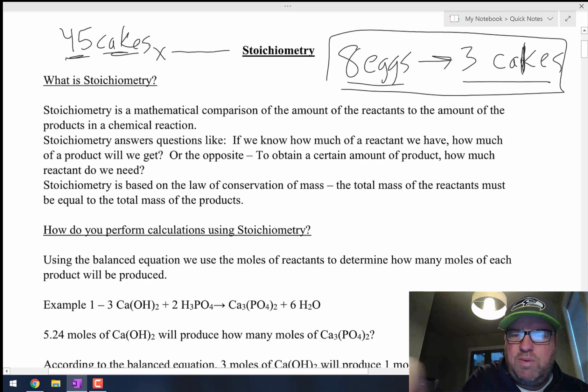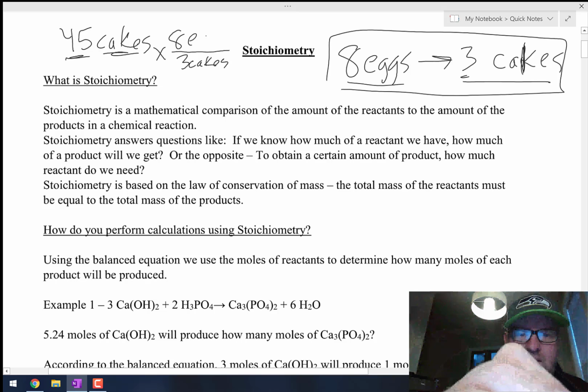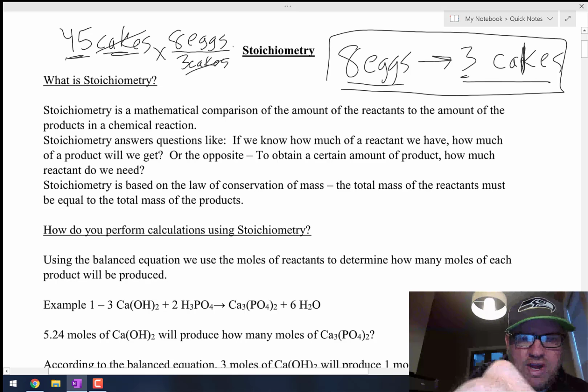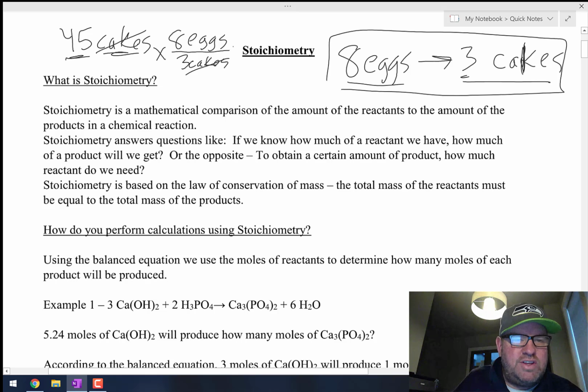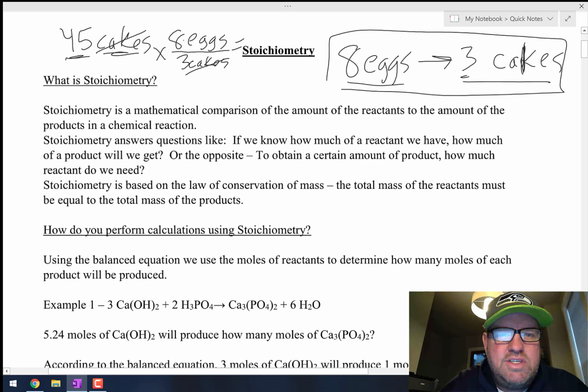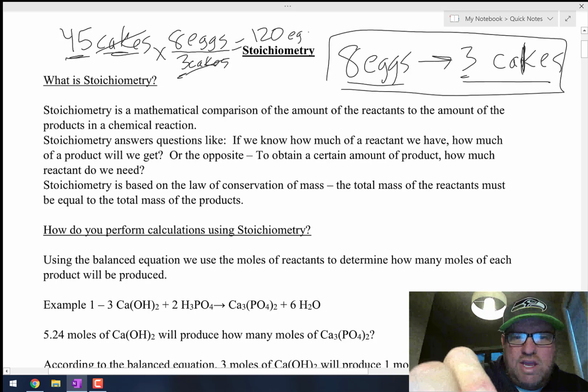Well, I've got cakes up here, so I'm going to put cakes on the bottom. 3 cakes, and then whatever 3 cakes are equal to goes on the top, just like all the other problems that we've done before: 8 eggs. Notice that my cakes cancel. So now I'm figuring out how many eggs I need if I want to make 45 cakes. I'm going to take 45 times 8, which is equal to 360. 360 divided by 3 equals 120 eggs.